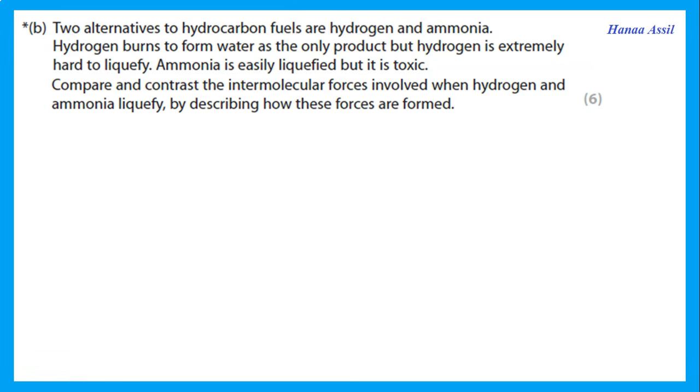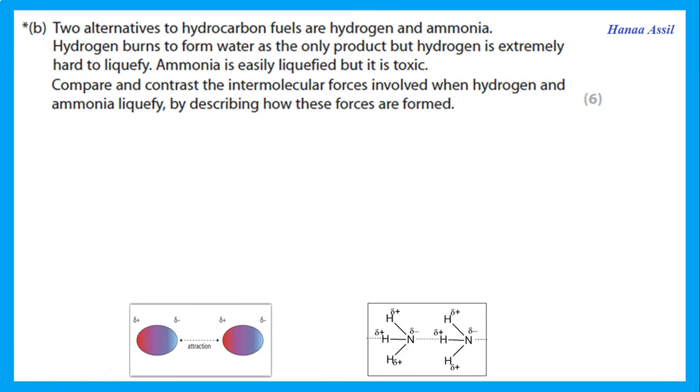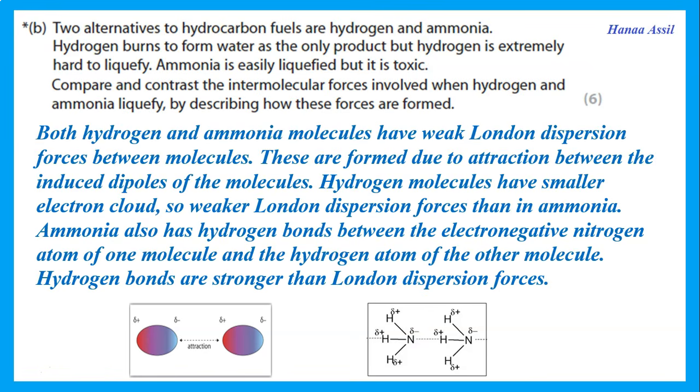and we need to describe how the forces are formed. So what kind of forces do we have in hydrogen? You should realize that hydrogen has weak London dispersion forces, while ammonia has hydrogen attached to an electronegative element, so the molecules would have hydrogen bonds between them. So both hydrogen and ammonia molecules have weak London dispersion forces. These are formed due to attraction, because it says describe how these forces are formed. They're formed due to attraction between the induced dipoles of the molecules.